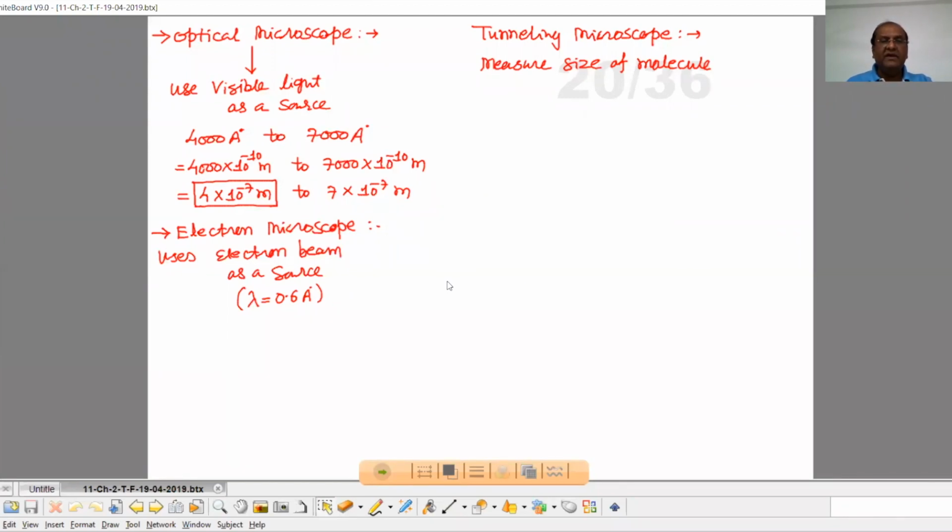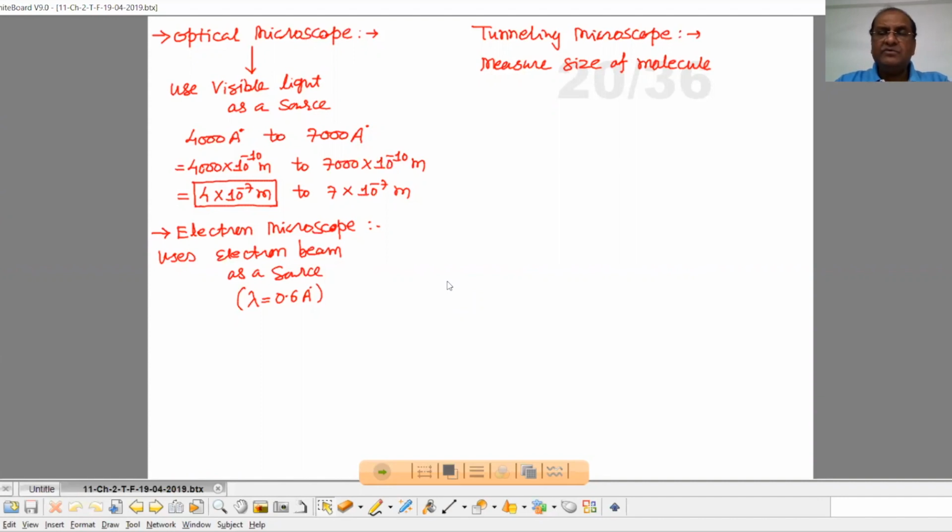Okay. Then after, another instrument developed by scientists is named the electron microscope. Electron microscope uses an electron beam as a source. Now see, in standard 12th, we will study about the duality in nature. In that there is one chapter in which we will study this thing.